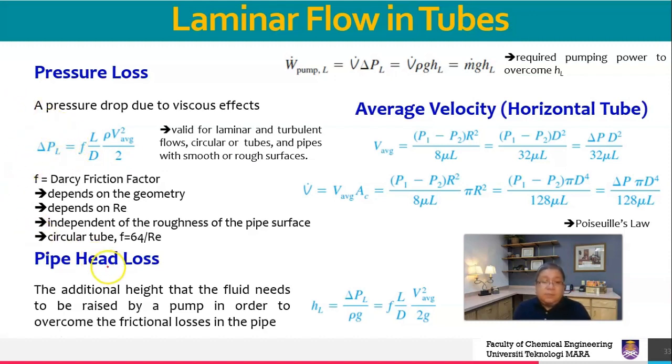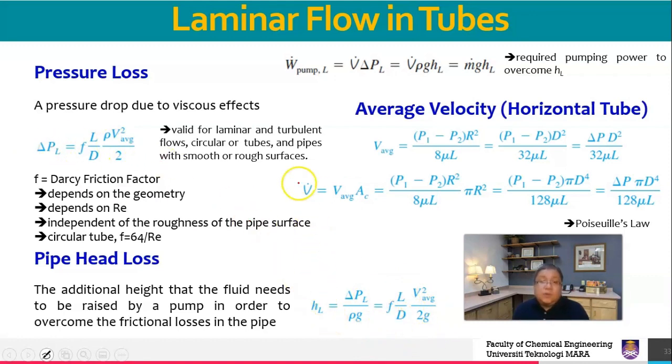And this one is pipe head loss, okay. If you ever want to know the height that the fluid needs to be raised by a pump, okay, in order to overcome the frictional losses in the pipe, okay. So based on delta PL, you will know the HL because you have to divide this value with rho g here, okay. And of course, you can express it in terms of delta PL.